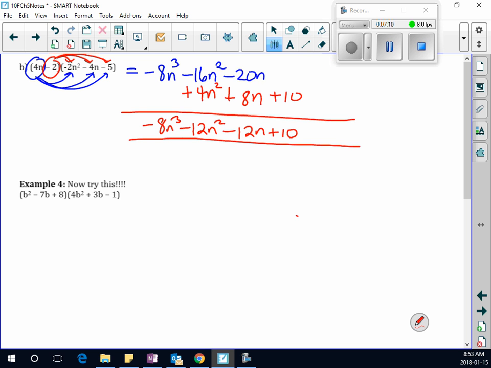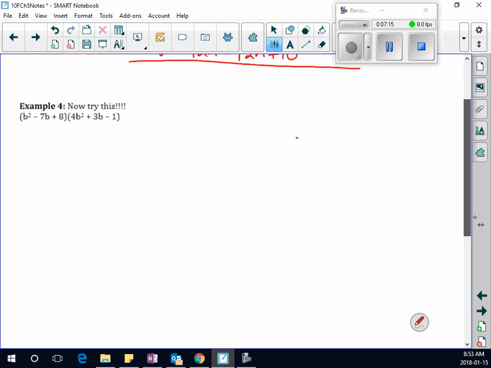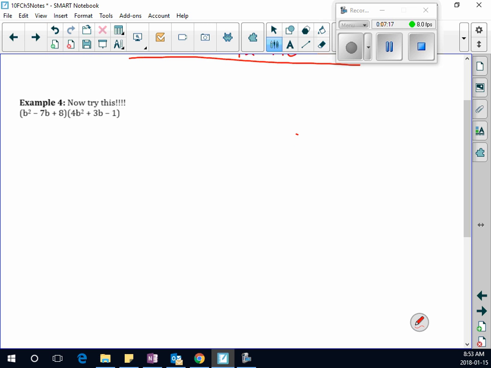Okay, now for a trinomial times a trinomial. So this is the extreme extent of how much we would be doing this. So you might want to try this and pause the video so you don't see how I do it and then compare it afterwards. So again, it's the distributive property.